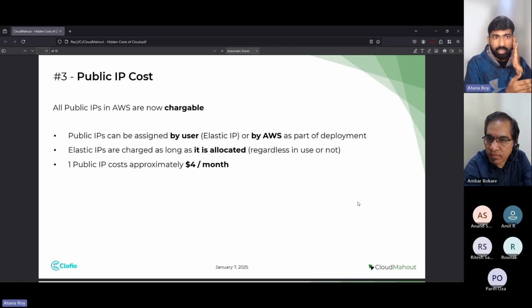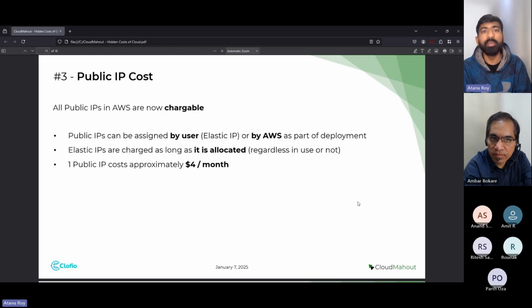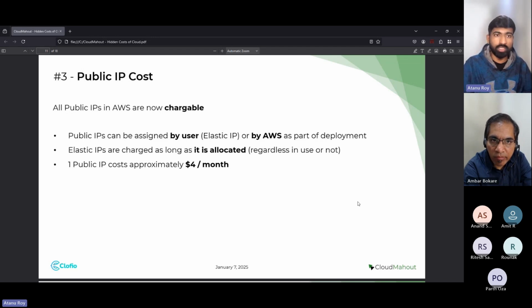However, AWS has now changed the pricing, and every time you are spawning up any infrastructure, if it has an associated public IP, you have to pay for it. Typically one associated public IP costs you around $4. So if you are running a whole bunch of EC2s or a whole bunch of ECS clusters where you are running multiple containers, and you have a public IP associated with them, you are going to pay a good amount of money for that. So this is something you need to be careful about.